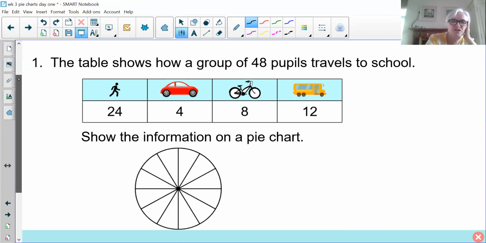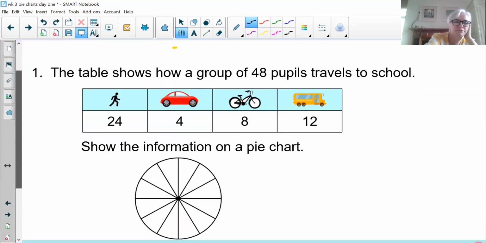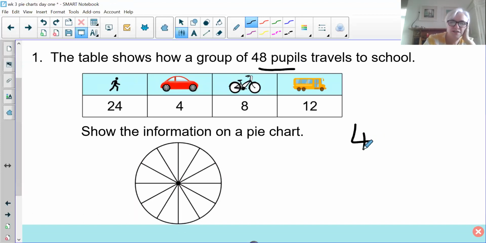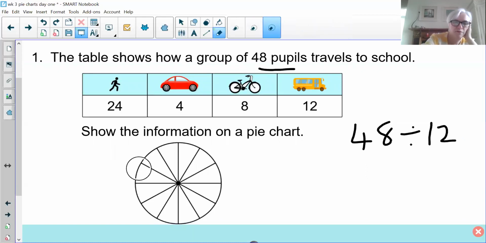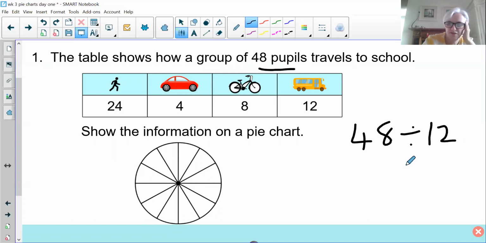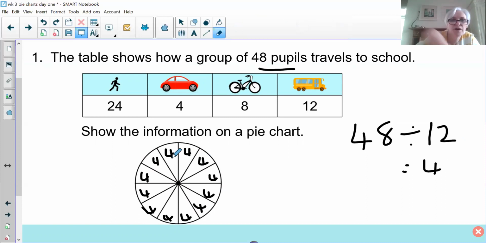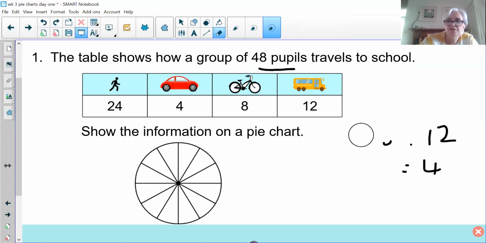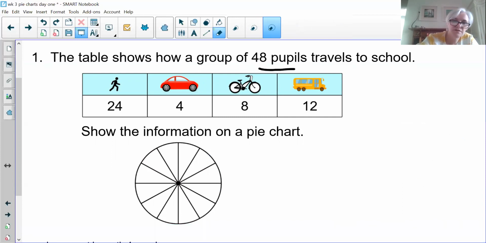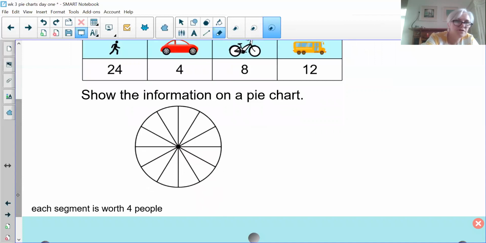Okay, so you've got 48 children. It tells us that up here. 48 children. I'm dividing it by 12 because there are 12 segments in our pie here. There's 12 altogether. So 48 divided by 12 is 4. So that would make each of these worth 4. Okay, exactly like a bar model if we had it stuck out, but we've just put it in a circle. Okay, so I think that's what it should say underneath this. That's it. Each segment is worth 4 people.